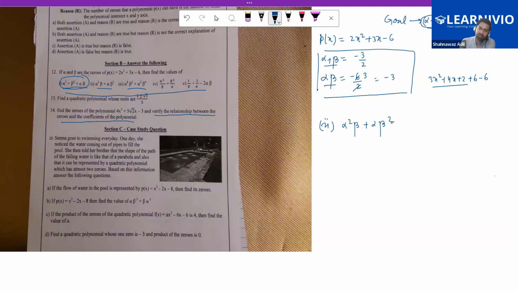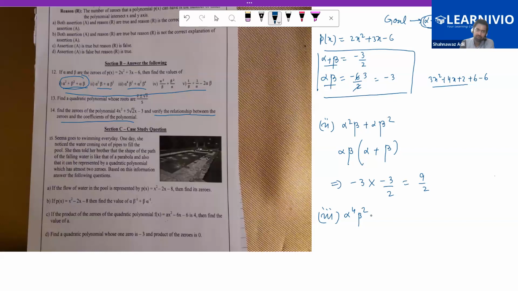Okay, so you see these two terms. What is common in these two terms? Alpha and beta. So I take alpha into beta common. So in here I will have alpha plus in here I will have beta. Now you see that I know all these values. Alpha into beta is -3. Alpha plus beta is -3 by 2. So that is 9 by 2. Clear? Yes, sir.